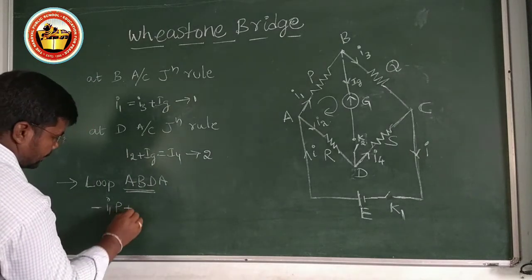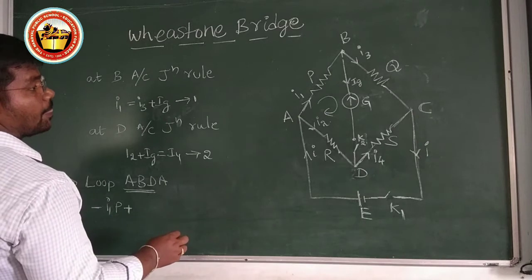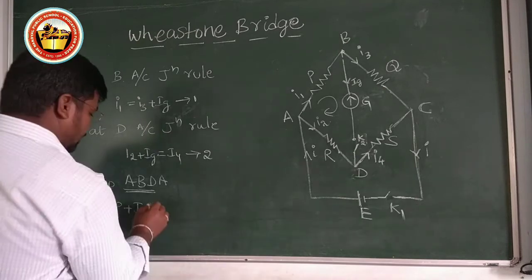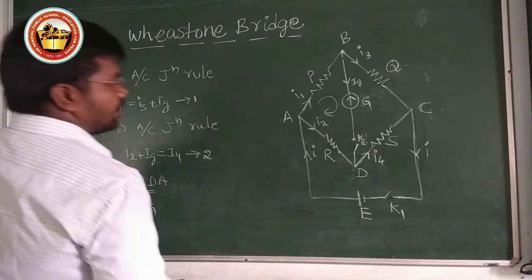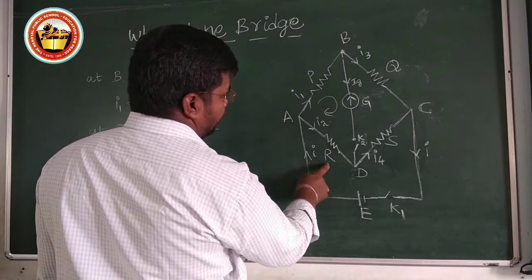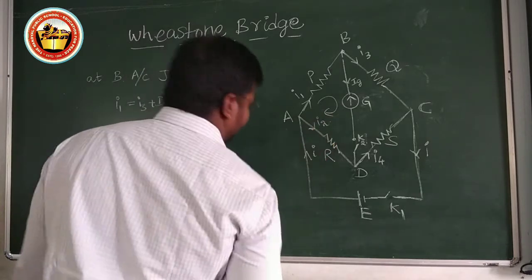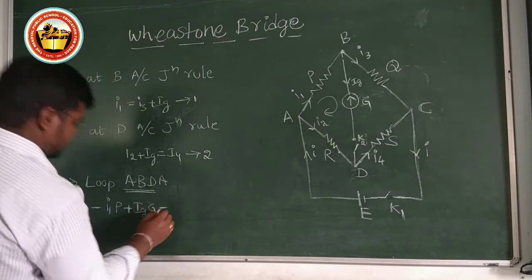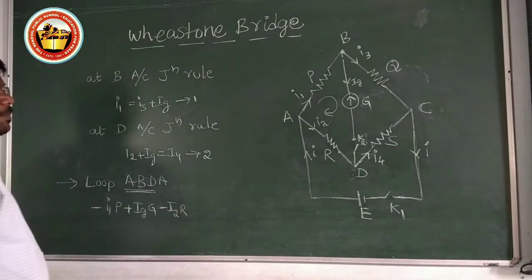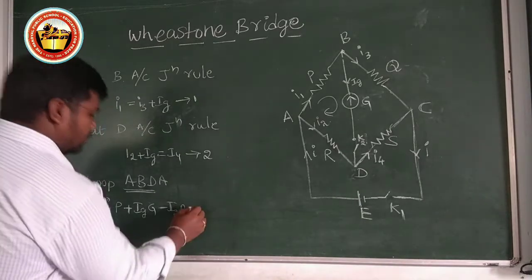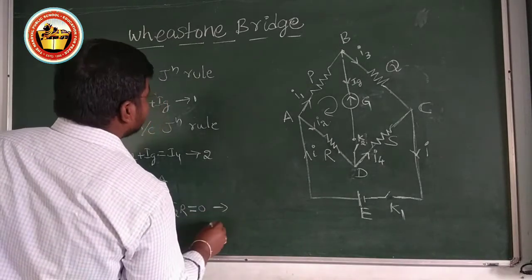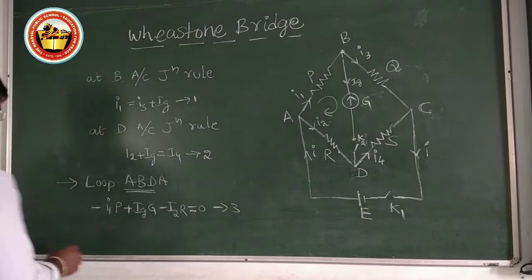Plus IG G. Then at resistance R, the current is opposite to the clockwise direction. That's why minus I2 R is equal to 0. This is equation 3. Okay, next.